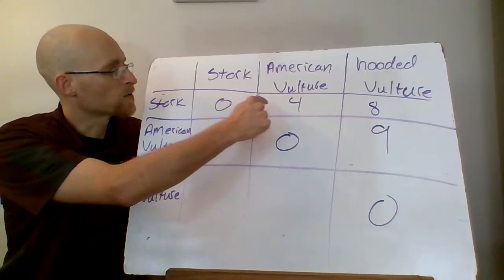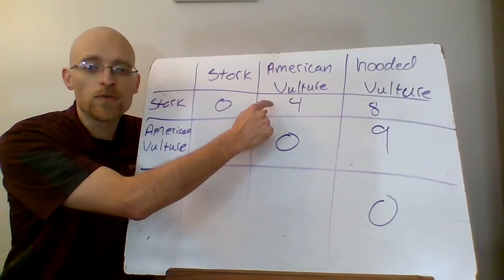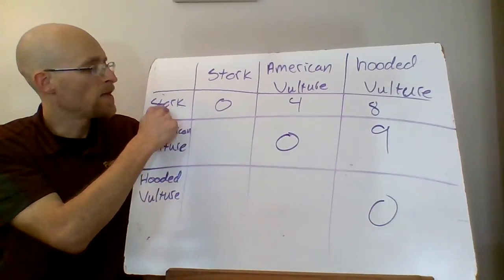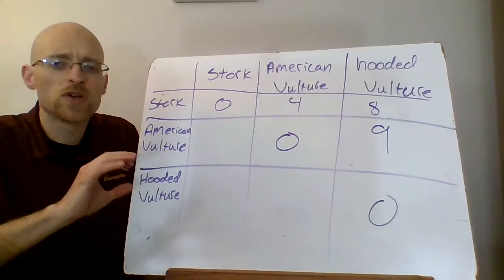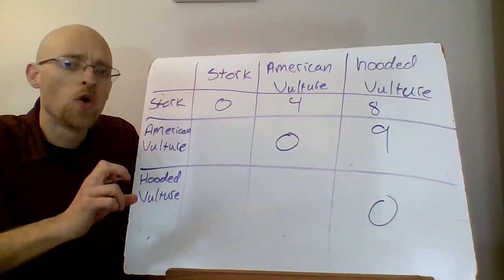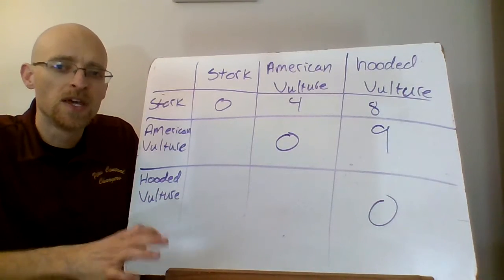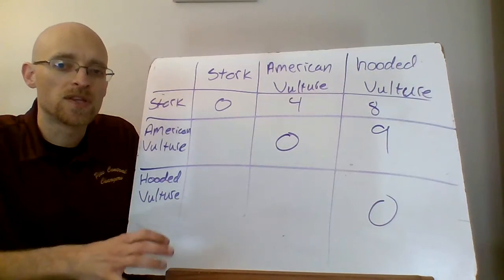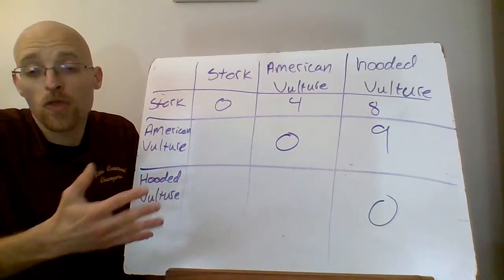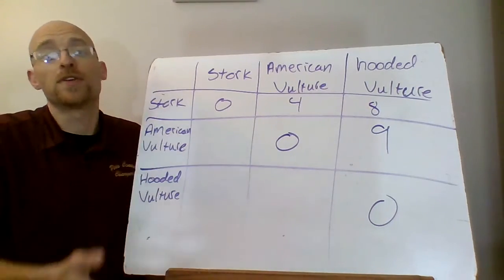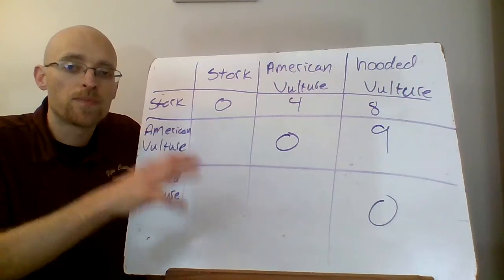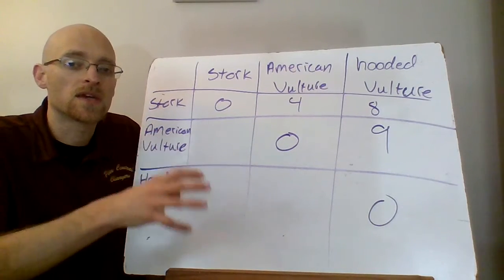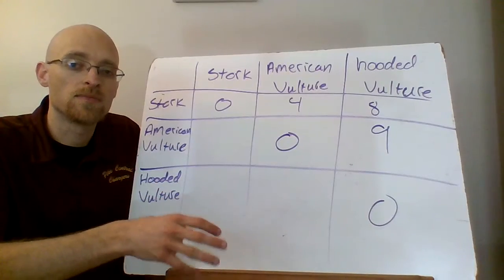So then I compare the stork to the American vulture, and I see there are 4 differences in their DNA, and the stork to the hooded vulture, and then there are 8 differences. Now we'd be looking at one specific protein or one specific gene when we're doing these comparisons. It wouldn't necessarily be the entire genetic code. Though I suppose with technology maybe we could do the entire genetic code, but usually what we're trying to find is a section of DNA that we think codes for basically the same thing.